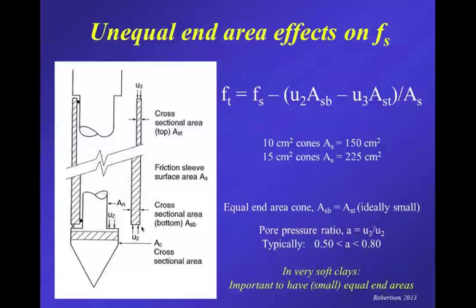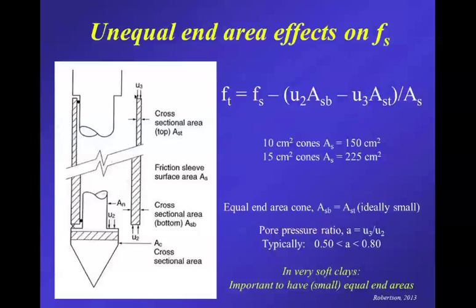And the water pressure at the bottom and at the top is not always equal. There's a little ratio between the two. It's depending on the type of soil, it's somewhere between 0.5 and 0.8, the variation between the top and the bottom pore pressure. So in very soft clays, this can be a fairly significant correction. Most people don't make the correction because typically we're not measuring the water pressure at both locations, U2 and U3. Often we're only measuring it at U2.